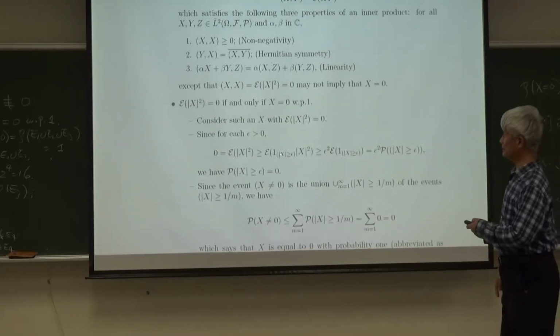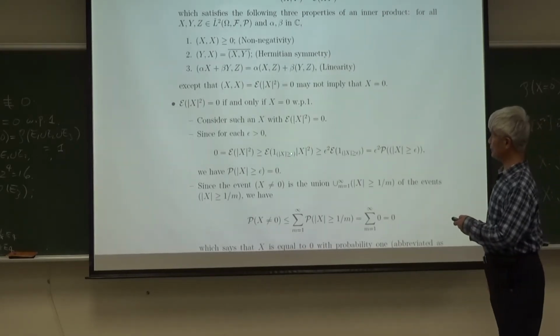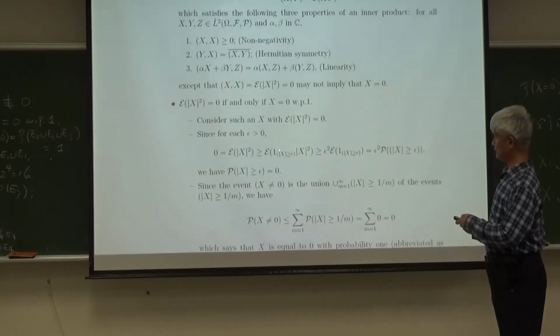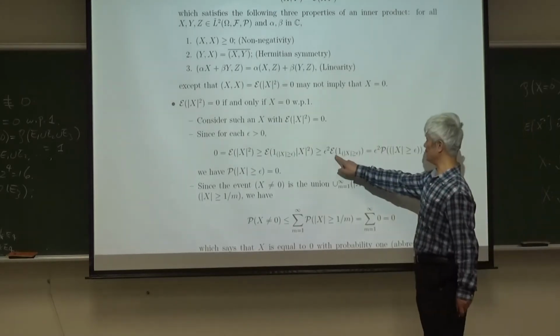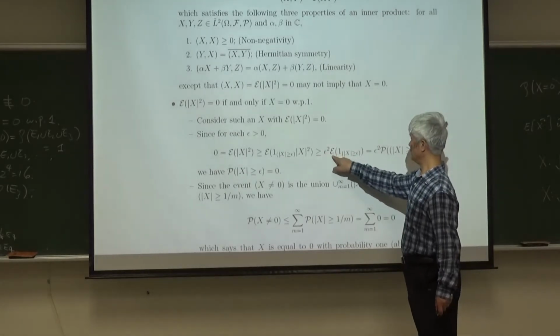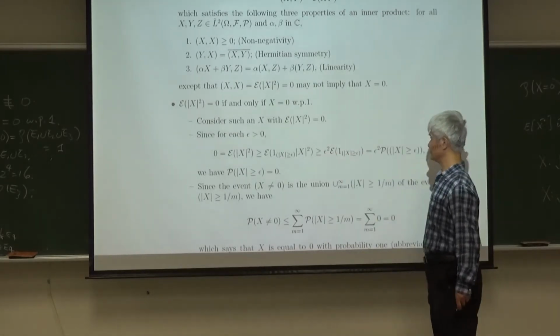For all X greater than or equal to epsilon, the value is 1. But if the value of X is less than epsilon, then the value is 0. So the lower bound is this one.